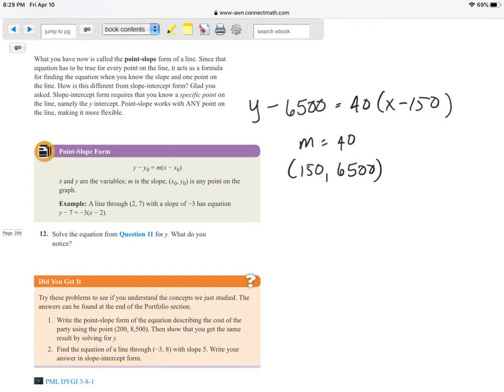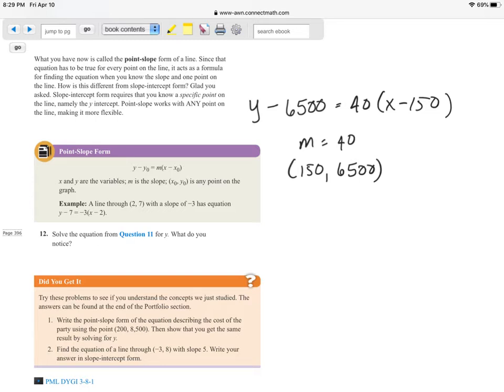So here's our general form for the point slope form. You notice how we have the y, like right here. So y minus the y-coordinate equals m, which was the slope, times parentheses x minus the x-coordinate of the point. So x and y are the variables. M is the slope. X naught, y naught is any point on the graph.